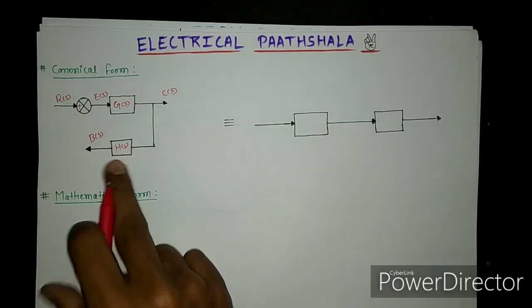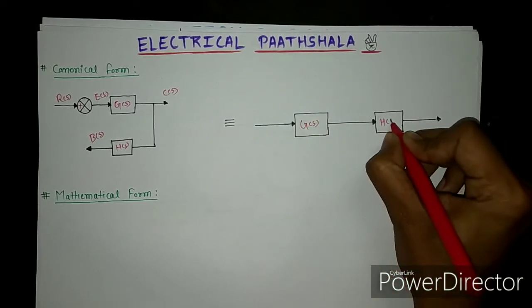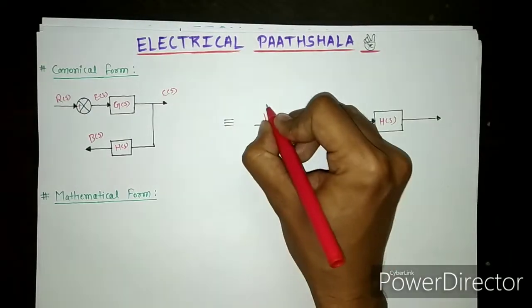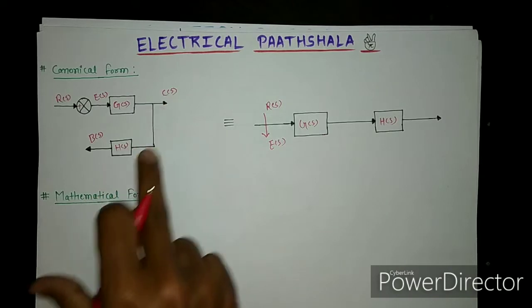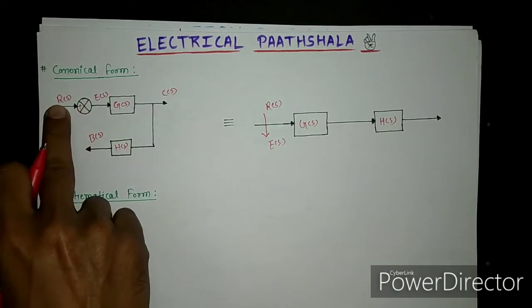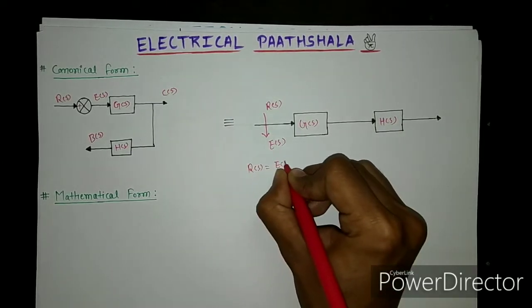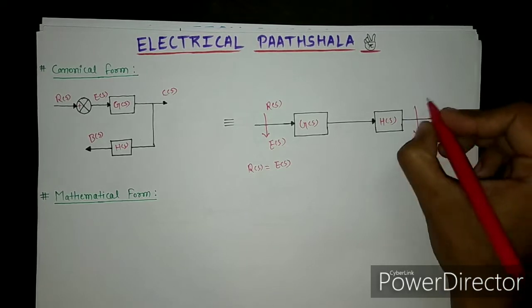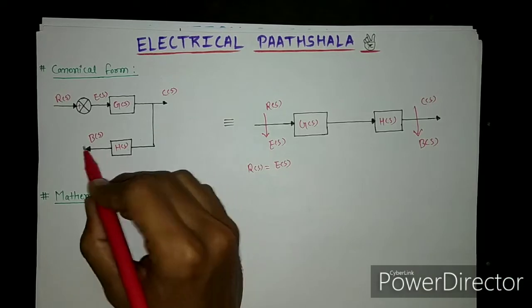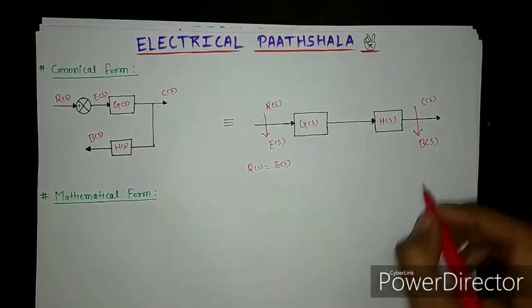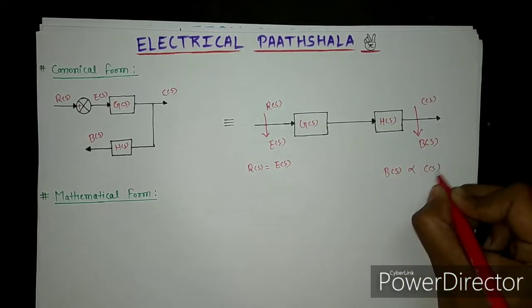Now this canonical form can be redrawn like this. This is your G(s), this block is H(s), here R(s). Because feedback is not connected to the forward path, therefore R(s) is equal to E(s). We can write that R(s) is equal to E(s), and here C(s) and B(s). Now you know that a feedback element generates a feedback signal which is proportional to the output. So here we can write that B(s) is directly proportional to C(s).